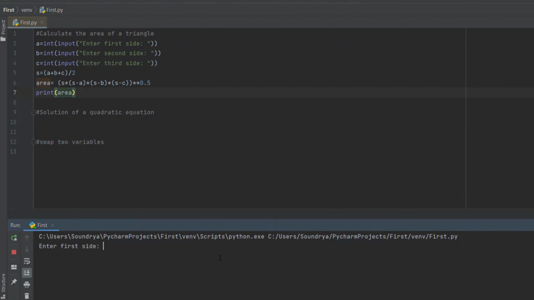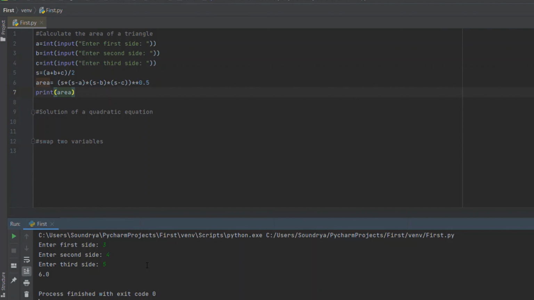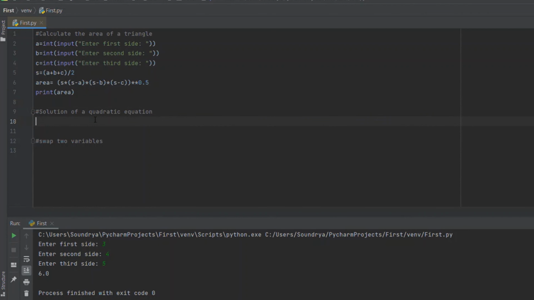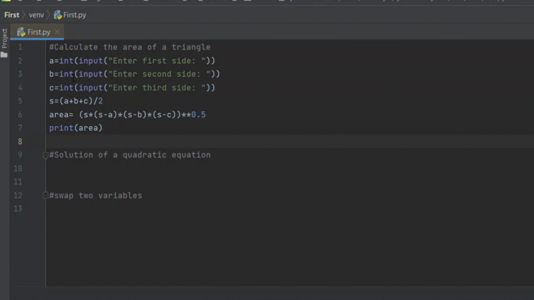Let us have the first side as 3, another side as 4 and 5. So we get the area as 6. You can calculate it by yourself as well. We can find areas of other shapes like circle, square, rectangle by using their formulas and taking the input the same way.